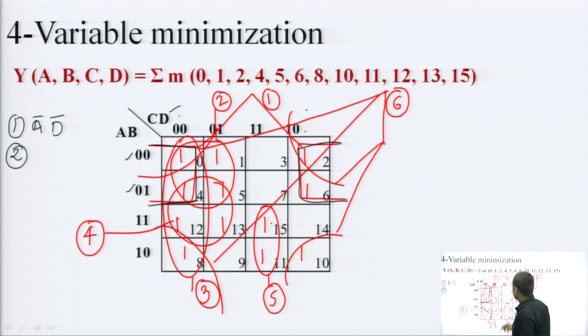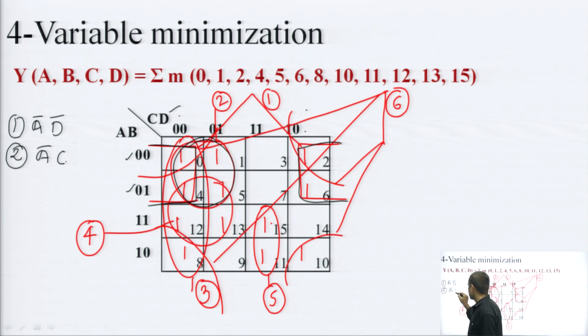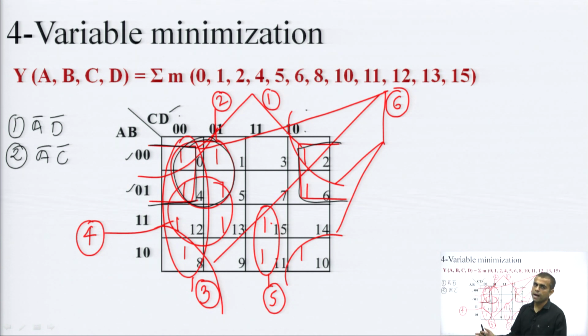Similarly, for the second one, I can again see there is A bar common from the row side and C bar common, A bar, C bar. Similarly, I can write values for all other groups as well, and the resultant, if I add all these group wise answers, then I will get the final answer.